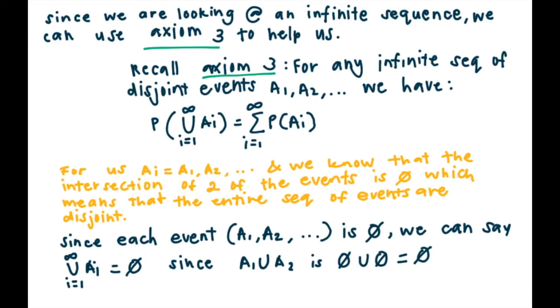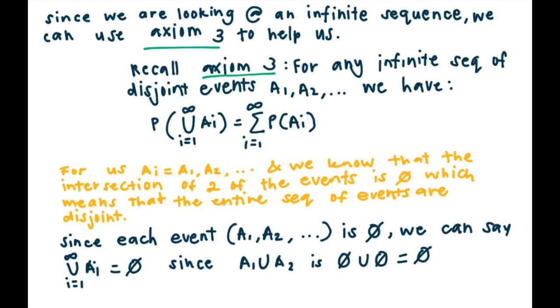Since we are looking at an infinite sequence, we can use axiom 3 to help us. Recall that axiom 3 states, for any infinite sequence of disjoint events, A1, A2, etc., we have the probability of the union of Ai from i equals 1 to infinity equals the sum of the probabilities of Ai from i equals 1 to infinity. For us, Ai equals A1, A2, etc., and we know that the intersection of two of the events is null, which means that the entire sequence of events are disjoint. Since each event, A1, A2, etc., is null, we can say that the union of Ai from i equals 1 to infinity equals the null.